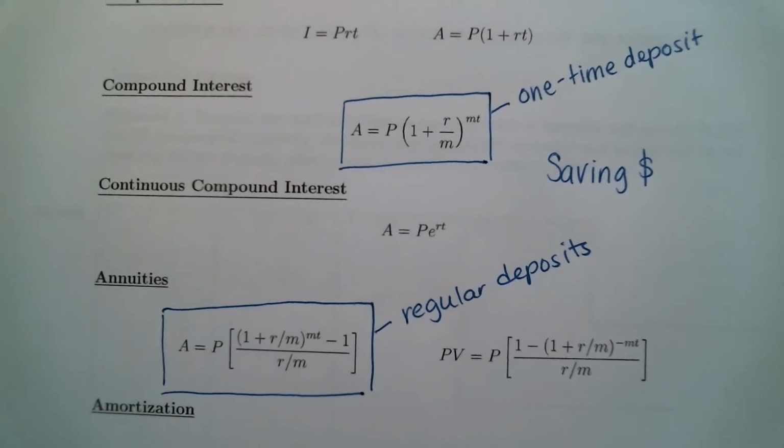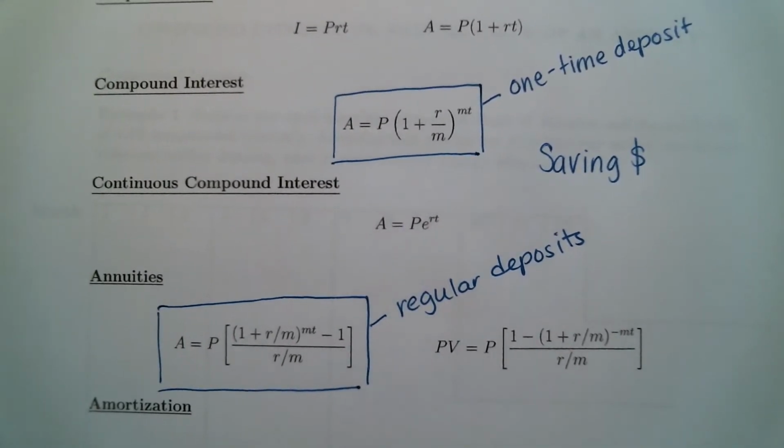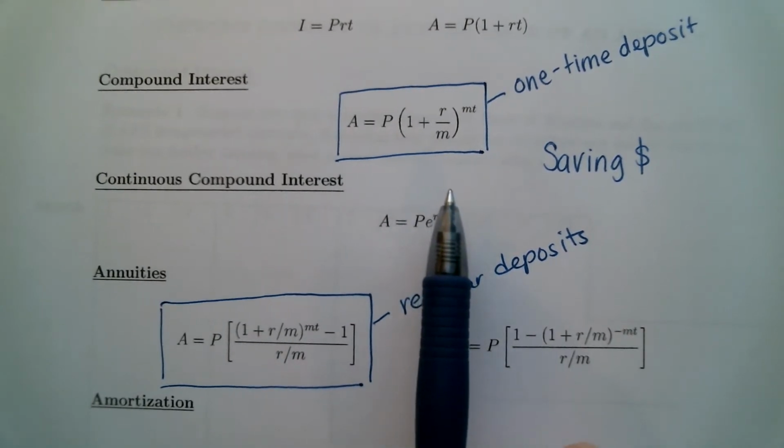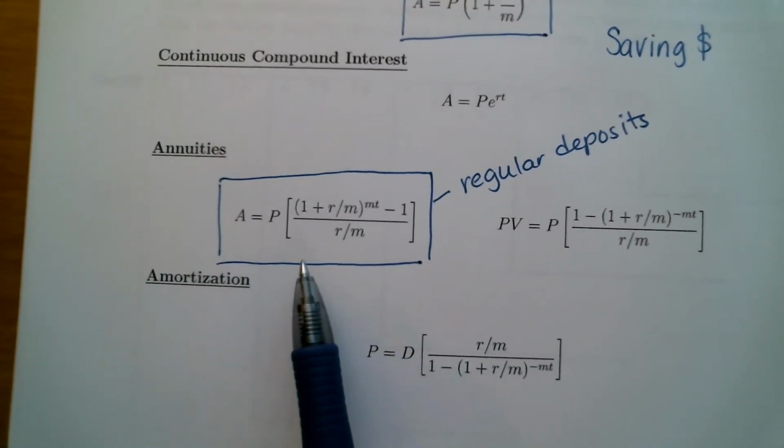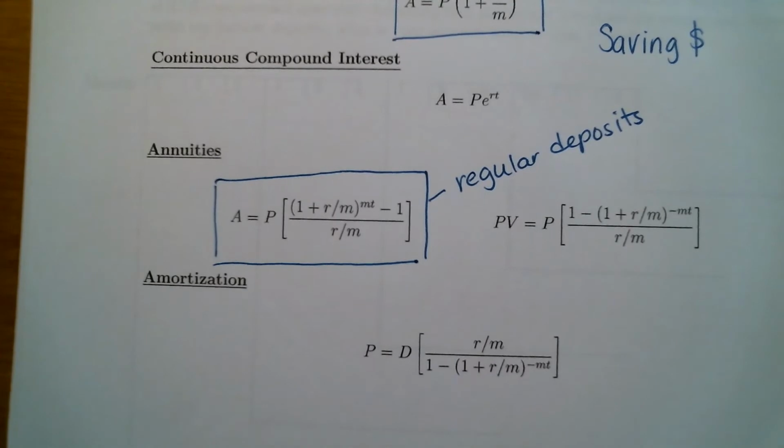So again, both of these formulas you want to use when you're saving money. The difference between the two is how often you make a deposit. The compound interest formula is a one-time deposit. Put the money in, you forget about it. You come back after so much time, you see how much money you have between the original deposit and the interest. With the future value of an annuity formula, you're making regular deposits. So your money is growing through those regular deposits, and then any interest earned on those regular deposits.